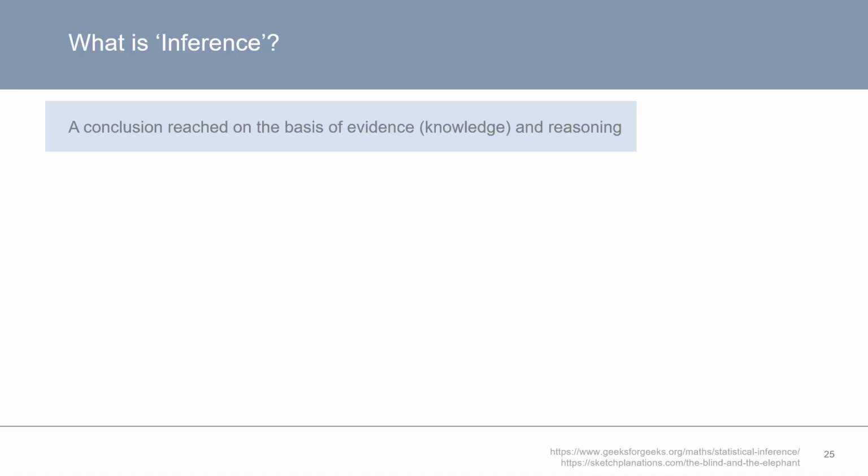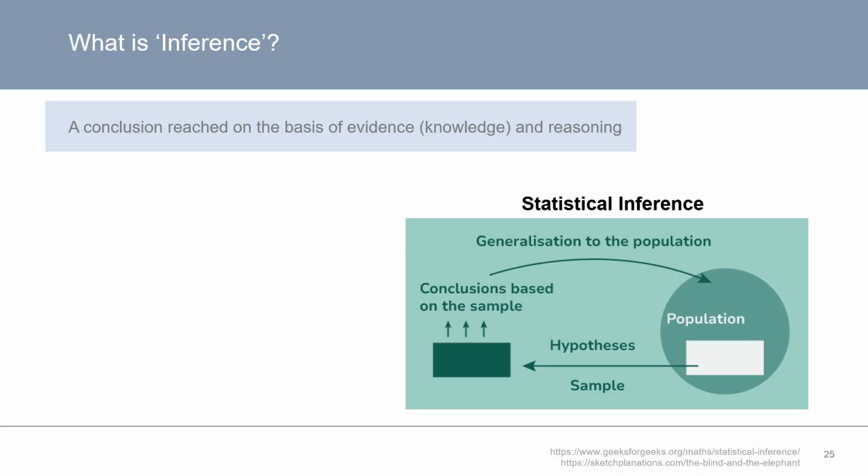of evidence and reasoning. One type of inference you may already be familiar with is that of statistical inference, where we can take a sample from the larger population from which we tried to draw conclusions based on that sample that will later successfully generalize back to the whole population.